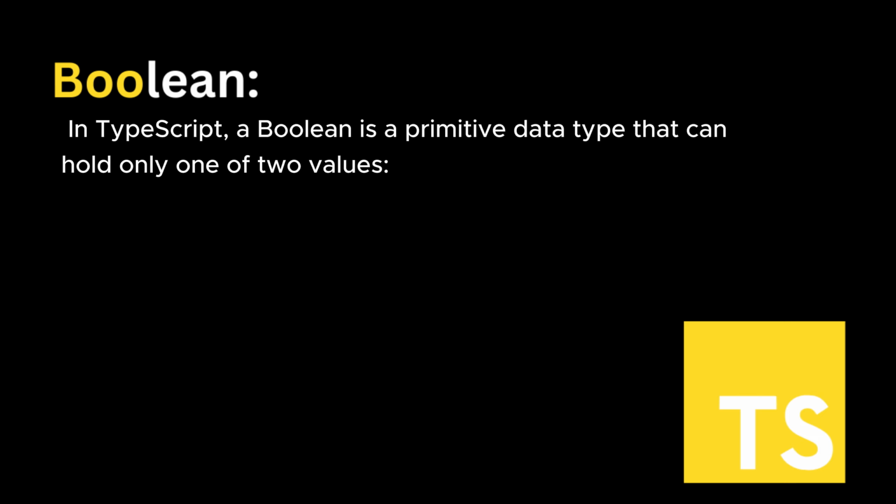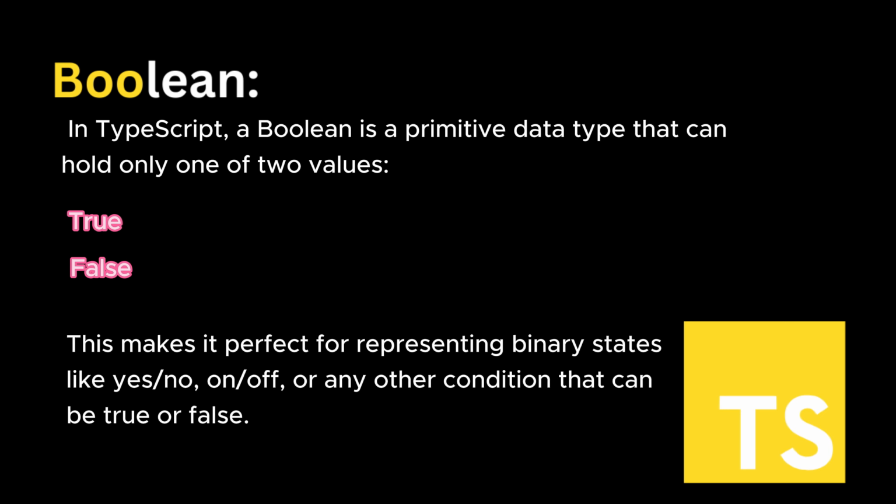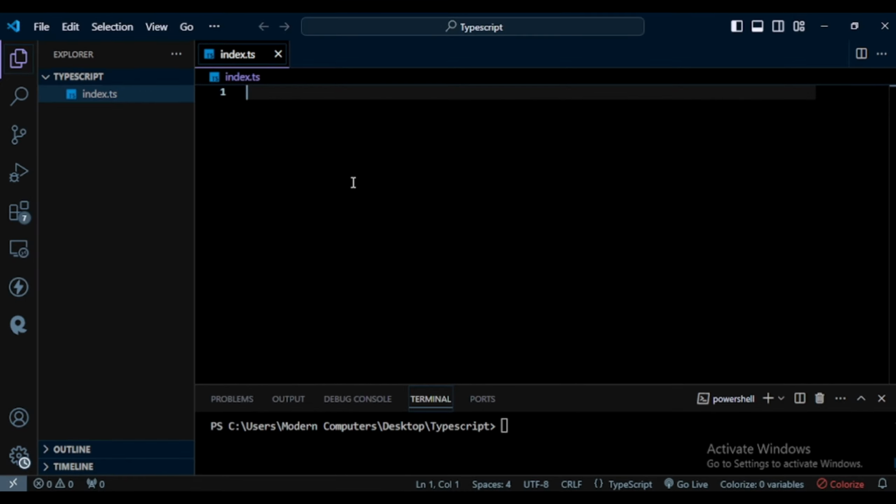In TypeScript, a Boolean is a primitive data type that can hold only one of two values, true or false. This makes it perfect for representing binary state like yes, no, on, off, or any other condition that can be true or false. So next we see a basic example of a Boolean.